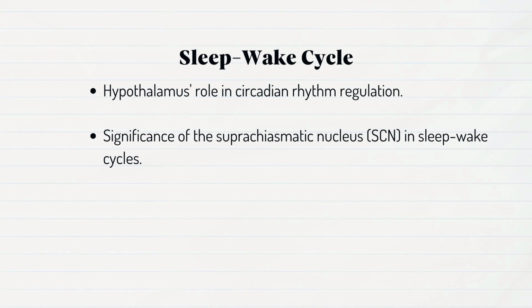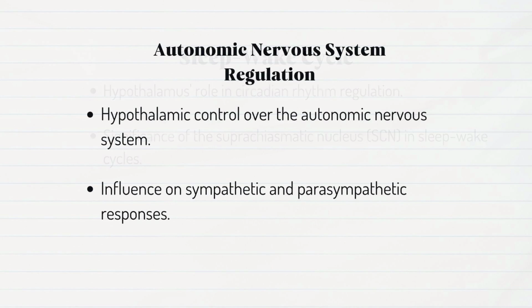The hypothalamus also plays a vital role in establishing our sleep-wake cycles, synchronizing with the circadian rhythm. The suprachiasmatic nucleus within the hypothalamus is the key player here. And in this slide, we should know the autonomic nervous system regulation under the control of the hypothalamus. It influences both sympathetic and parasympathetic responses, impacting our fight or flight and rest and digest states, respectively.